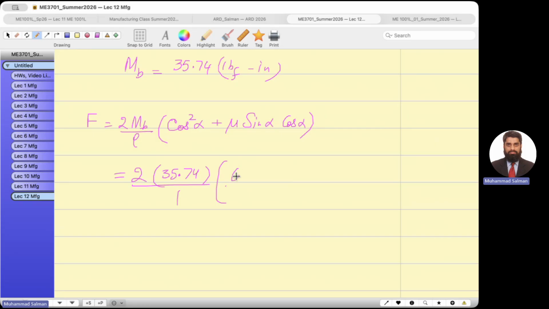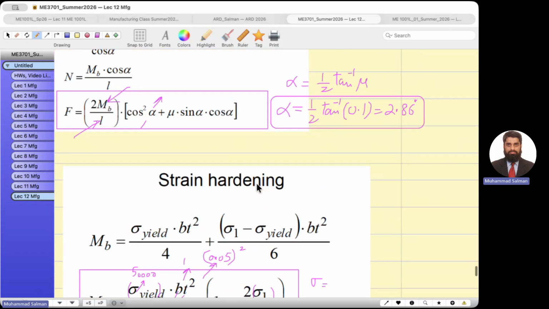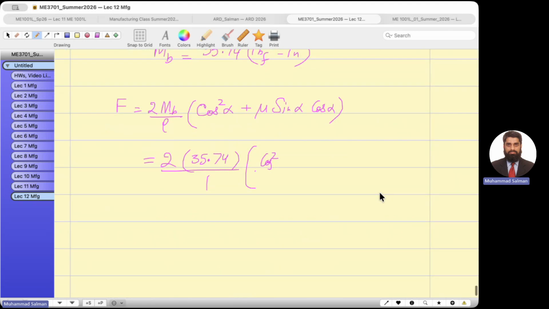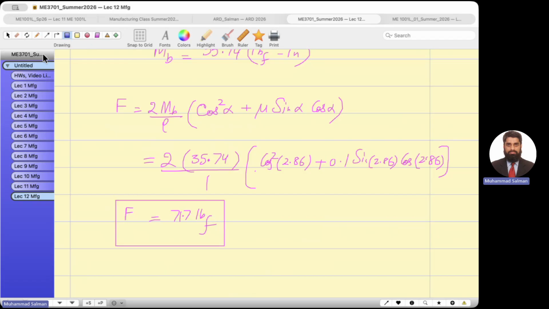Then we are given cosine squared alpha. The alpha is the maximum die angle for that particular punch radius. That is 2.86, so you will use that one. Okay, 2.86, sine 2.86, cosine 2.86. Can you do the math? Let me know if you get 71.7 pound force. If you get this force, then this is the maximum amount of force which you can achieve with this coefficient of friction. That's the maximum.